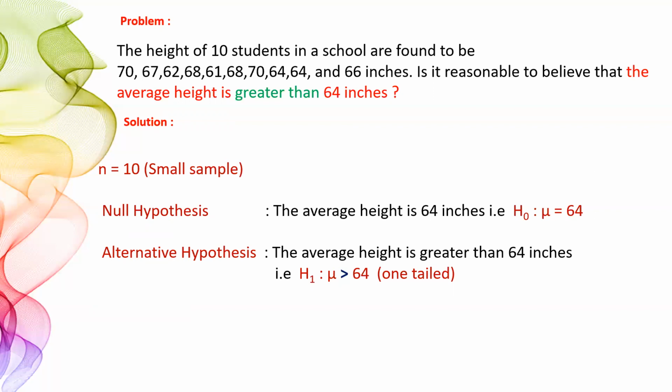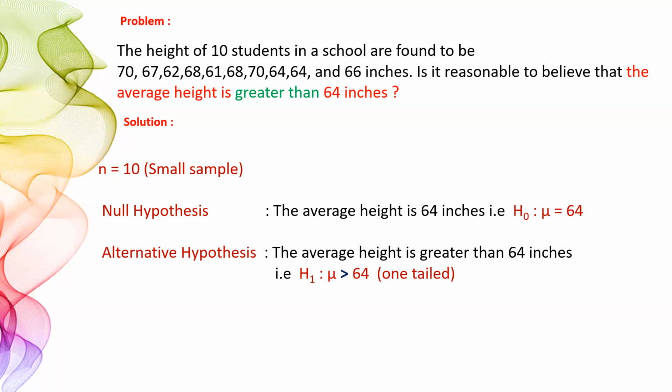So what we do, as we saw in the last slide, is our first step: we have to decide whether it is a small sample or a large sample. So now here again the value is 10, so it becomes a small sample. So n is equal to 10, which is less than 30. Then we have to set up the null hypothesis. So our null hypothesis here is the average height is 64 inches. That is, H naught says that mu is equal to 64.